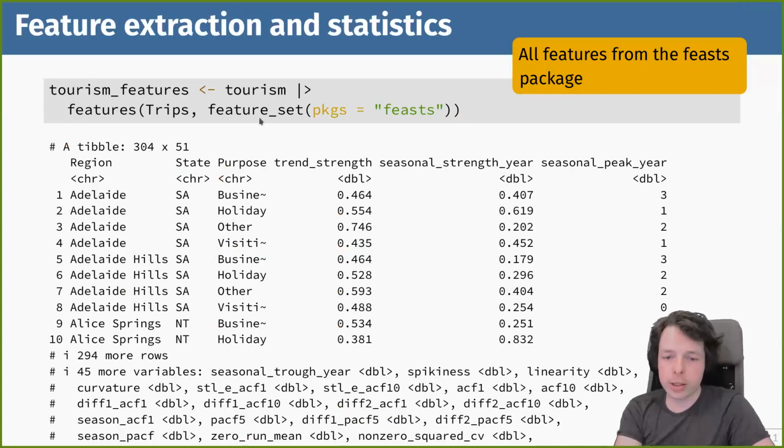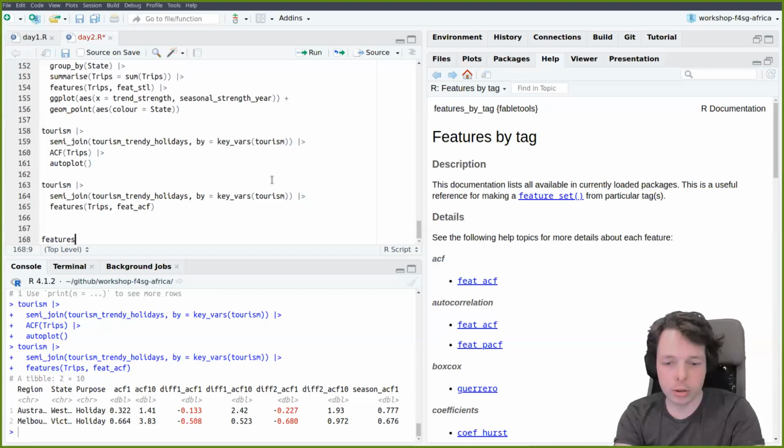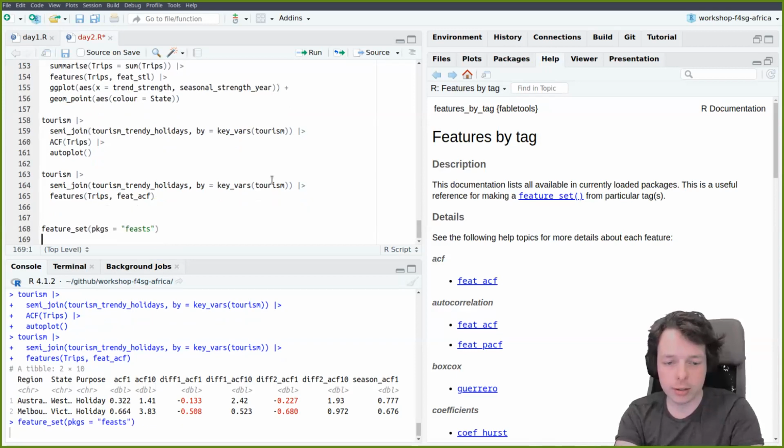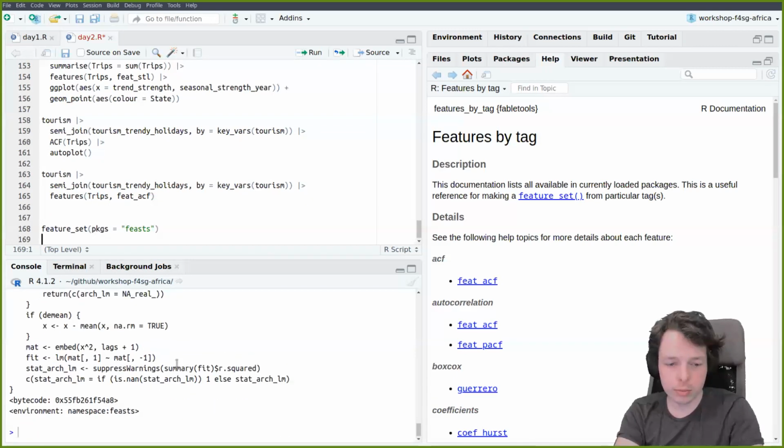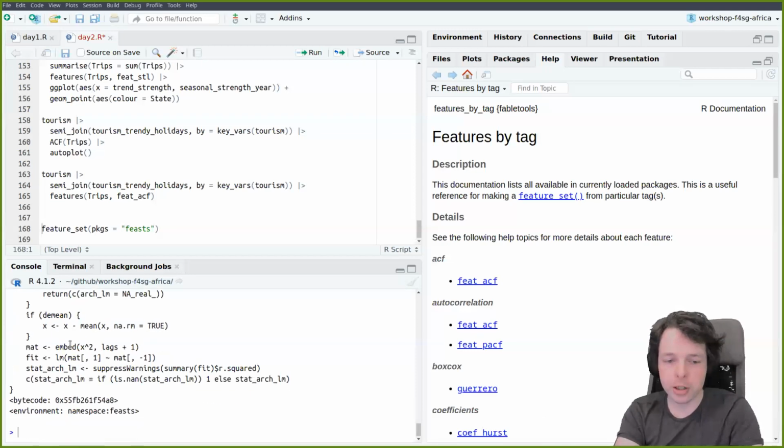So we can use the feature set function to create a list of all of the features that are relevant to a certain topic. In this case, I'm calculating all of the features that exist in the package feasts. So if I go back to R and use the feature set function, I can set packages equals to feasts. And then what we'll get is 21 different features that exist in the package.